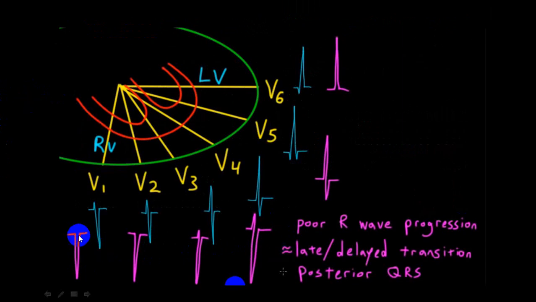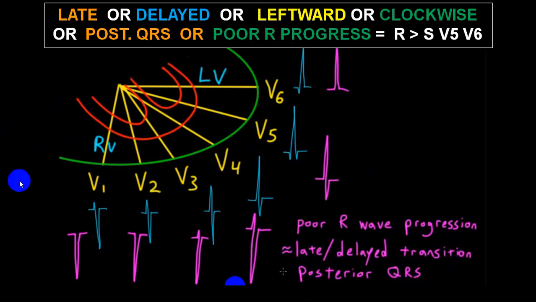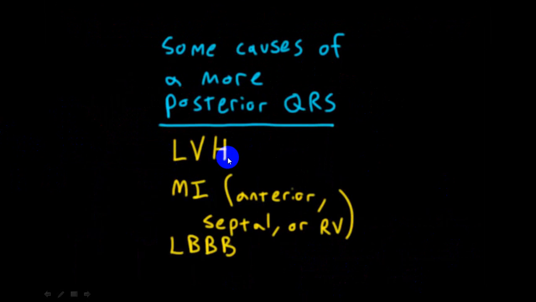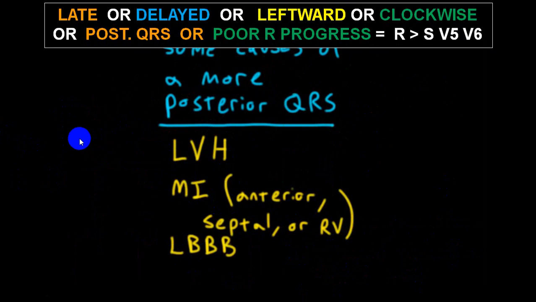And you can see here, there is no R wave at all. There is a small R wave in V3, then the R wave will become taller, and you will have a tallest R wave in V5, V6. But here, the transition zone is going towards this side. So this is called poor R wave progression, late or delayed transition, or posterior QRS. And this you will get in LVH, anteroseptal MI, or even in case of an RVMI, left bundle branch block. These are the three groups.